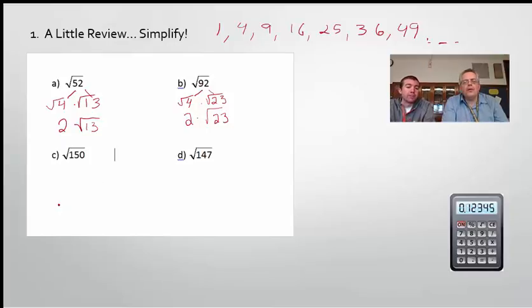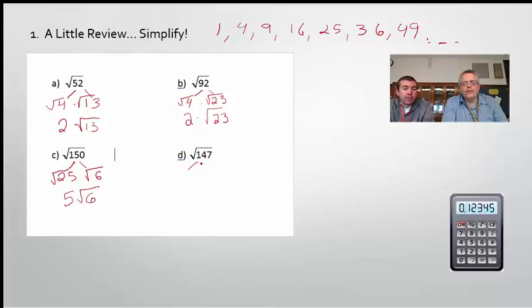All right, 150. That's 25. Think like $1.50. Now, we usually put the perfect square one first, but if you accidentally switch them, you gotta remember it's the perfect square one we can take the square root of. So it's 25 times 6. So 5 square root of 6.